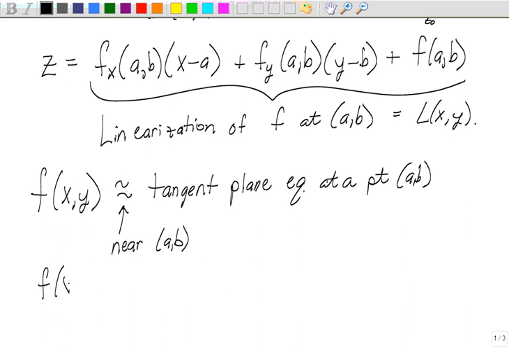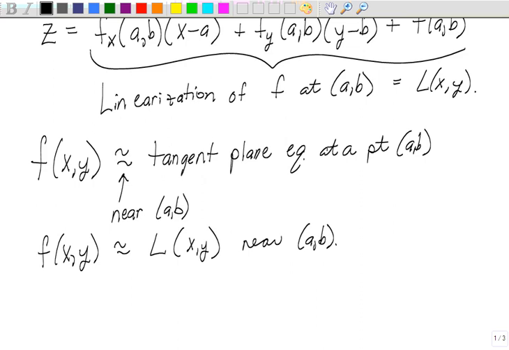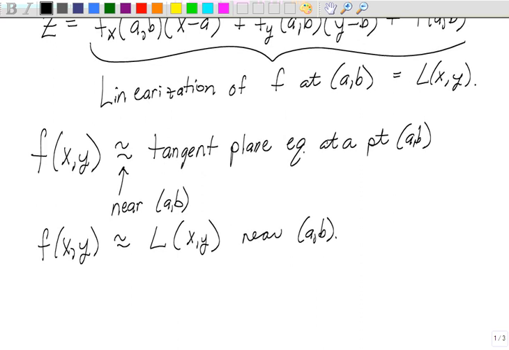So we're going to say f of x, y is approximately L of x, y near the point (a, b). It has to be near a certain point. If you go too far, then the tangent plane's going off probably in a different direction than your surface. So you have to stay really close to your point. And again, you can see the homework for an example of this.